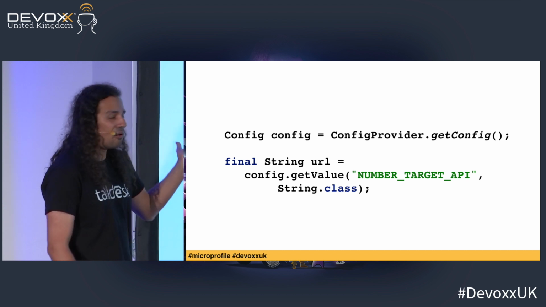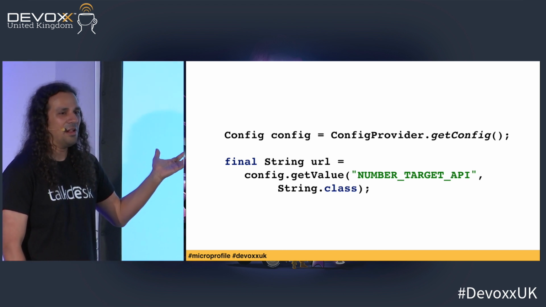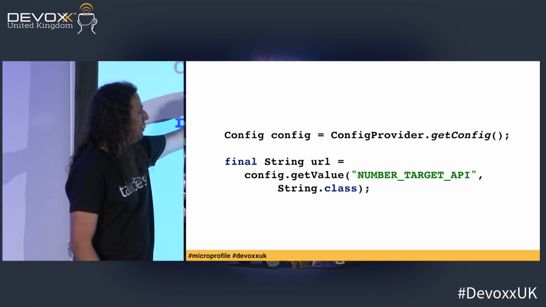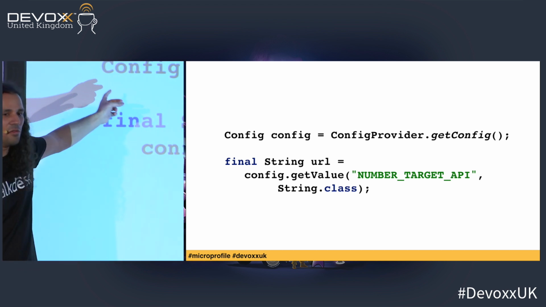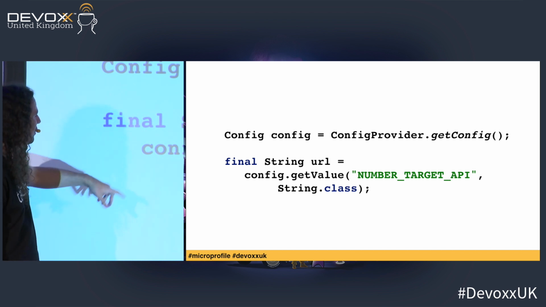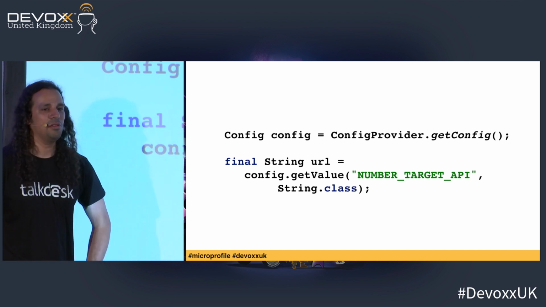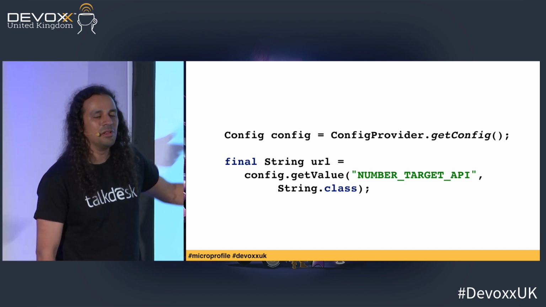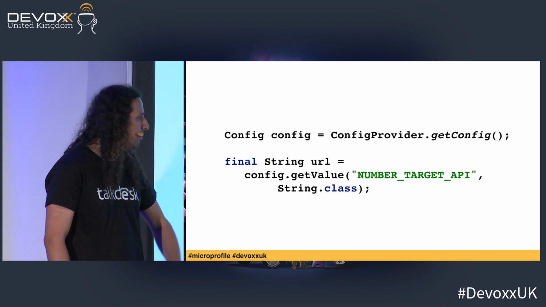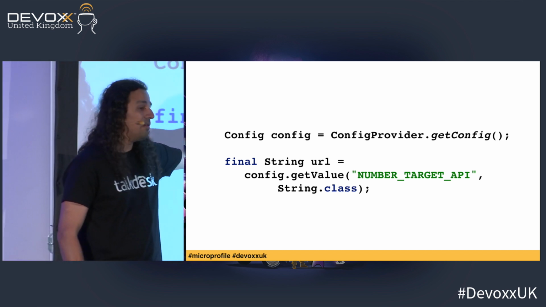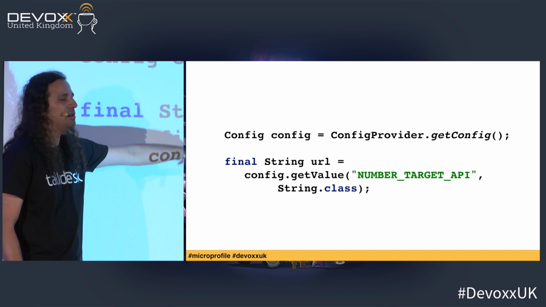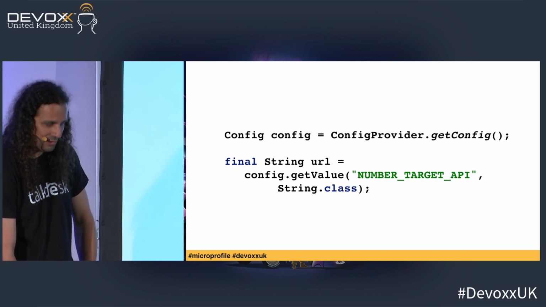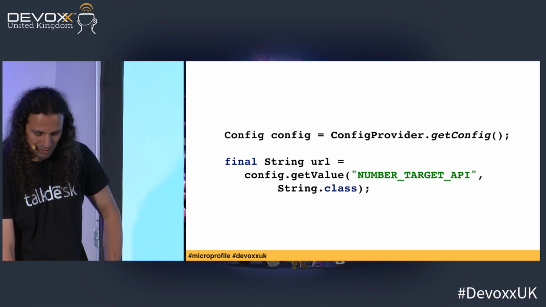And this will be the equivalent if you don't have a CDI environment. You can say ConfigProvider.getConfig. You have a config object, and from that config object you can say config.getValue. You pass in the configuration property, and you say what the return type should be. You can also say getOptionalValue, and of course you can also pass in a default value if you want to actually retrieve a value.